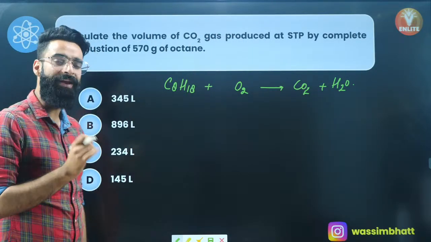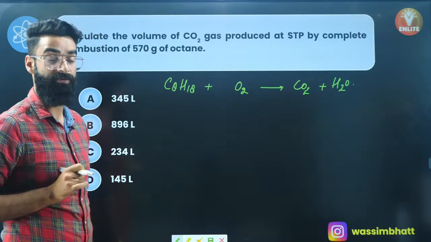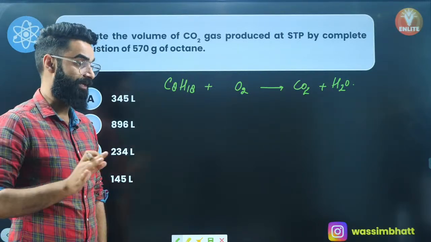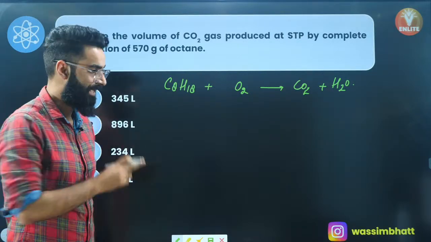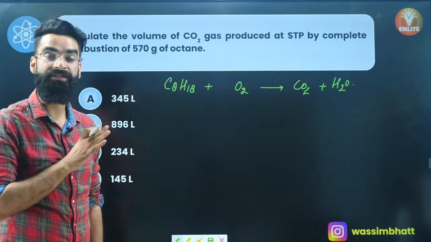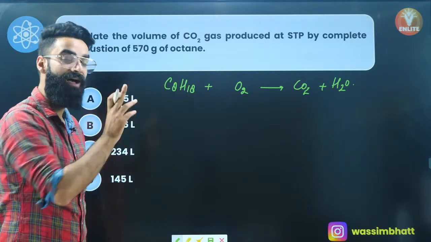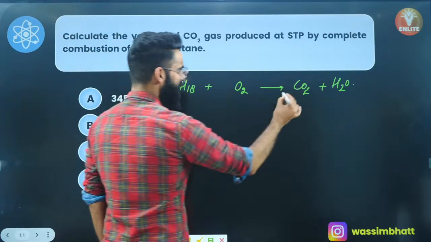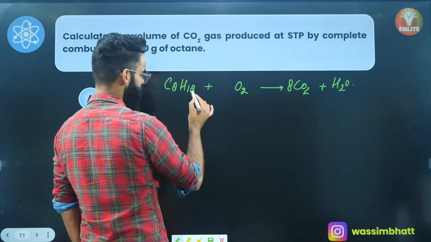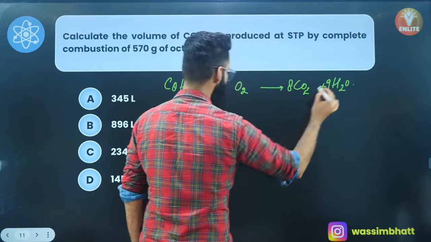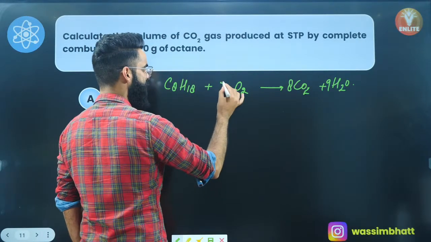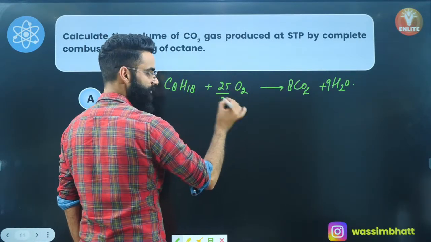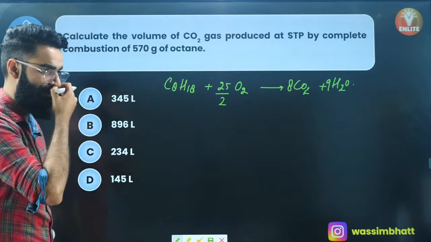Whenever I try to use stoichiometry, do remember, the first thing you need to do is to balance the reaction. Is this reaction balanced right now? No, it's not balanced at all. So first thing, I'm going to balance this particular reaction. This is 8, let's make it 8 times. This is 18, let's make this 9 times. And this one is going to be x plus y by 4, which makes it 25 divided by 2 times, right? That's the first thing I did to balance the reaction.